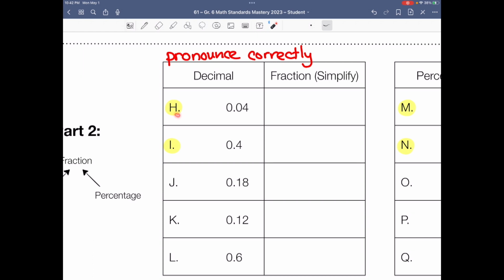Box H, this decimal, since it's in the hundredths place, is pronounced 4 hundredths. And the fraction is also 4 hundredths. There's your answer.